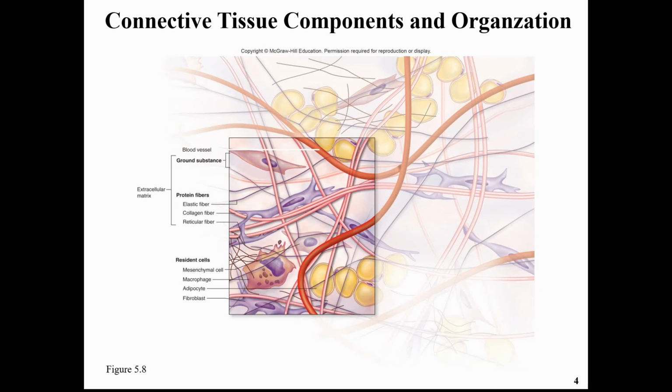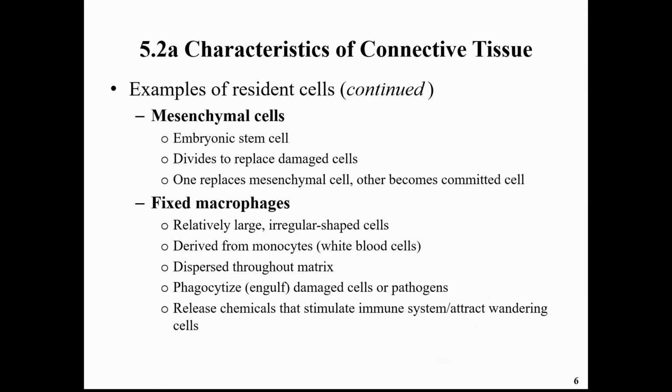So here's our general example of connective tissue. We have some cells that are residential, they just kind of stay put. We've got cells that are fibroblasts that create fibers, and then there's a lot of adipocytes that are just fat cells. Some cells are mesenchymal cells. These are a type of embryonic stem cell, and they'll divide rapidly to replace damaged cells.